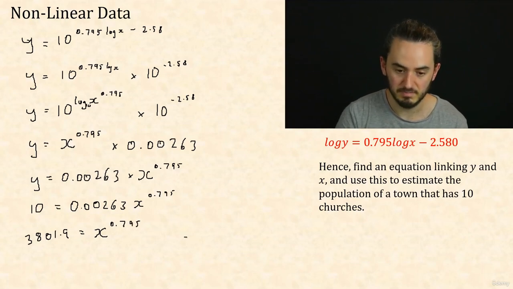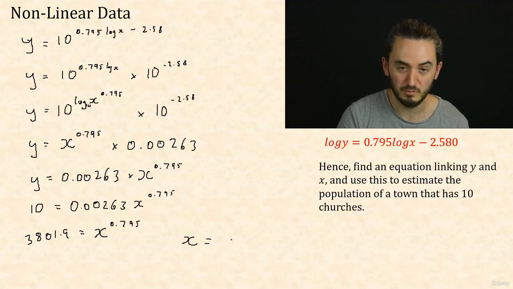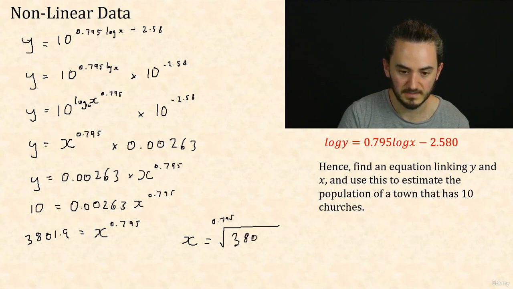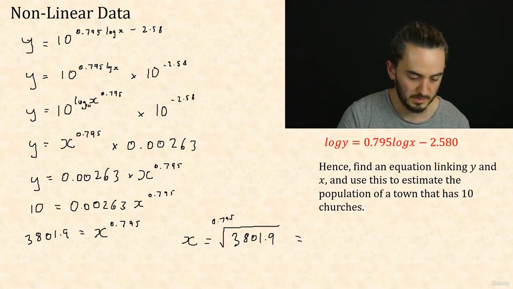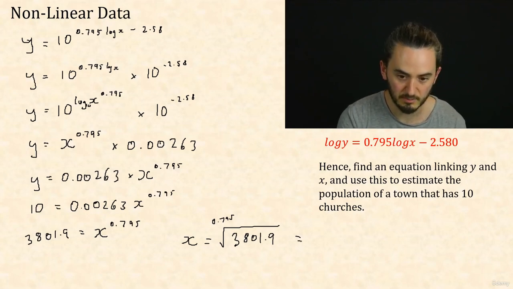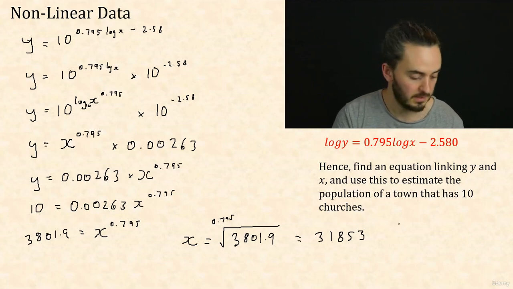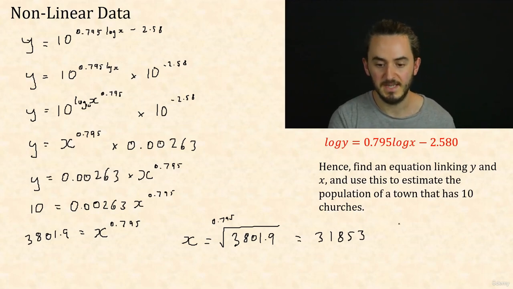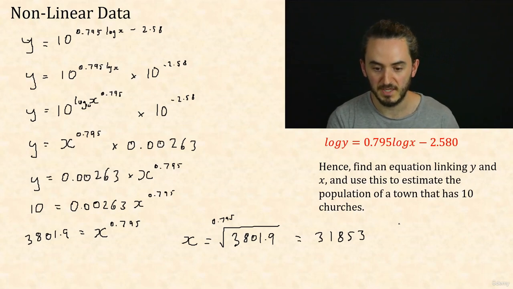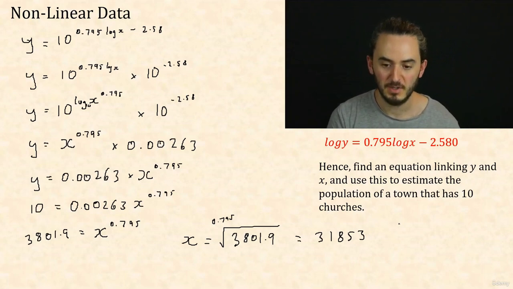And then all I need to do is do the 0.795th root of that. So the 0.795th root of 3801.9. So what do we get? I can type in the 0.795th root of my answer, and I get 31,853 if I round to the nearest person. So I would estimate that if a town has 10 churches, there are 31,853 people in it. Okay.